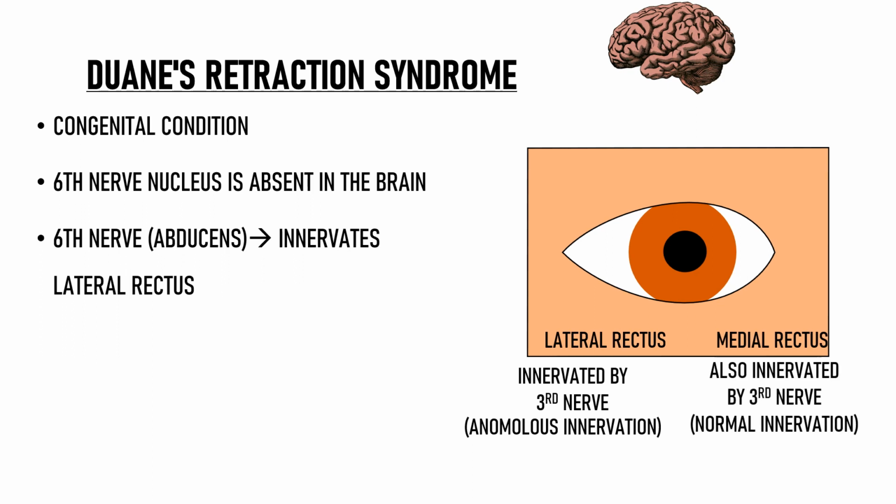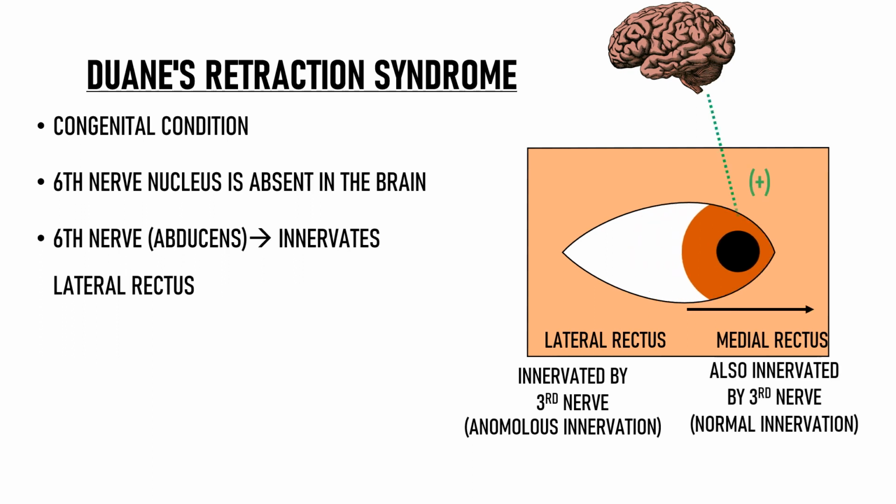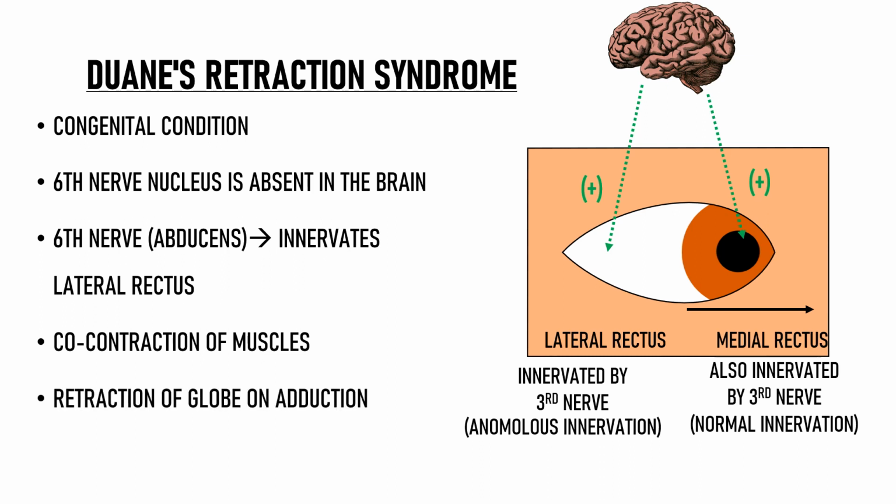Therefore, during adduction, when the brain sends signal to the medial rectus to contract via the third nerve, the same signal also reaches the lateral rectus to contract because both of them are innervated by the same nerve, and therefore both of them contract simultaneously. This is known as co-contraction of muscles, and it is evident as retraction of the globe, which is seen on adduction, and that is a characteristic feature of Duane syndrome. So this is how Sherrington's law is violated in Duane's retraction syndrome, because the antagonists are contracting together.